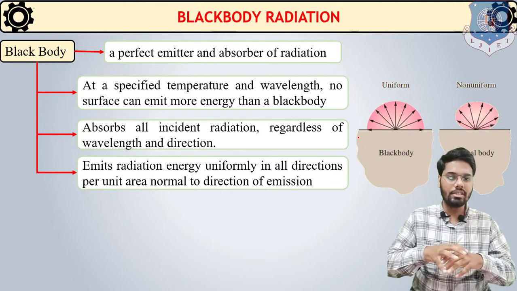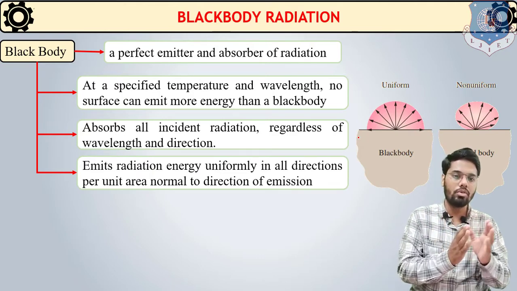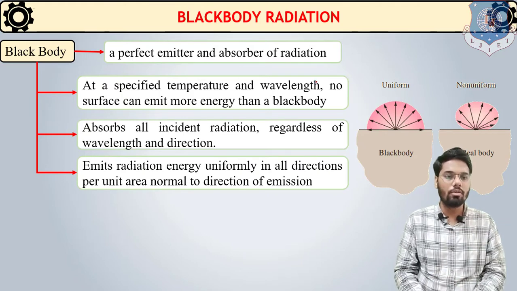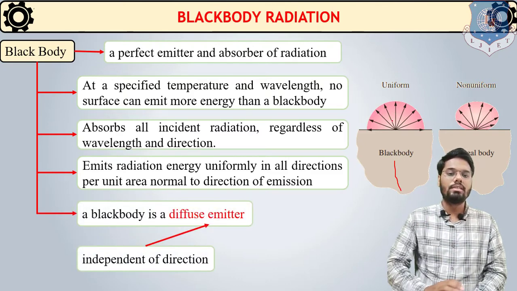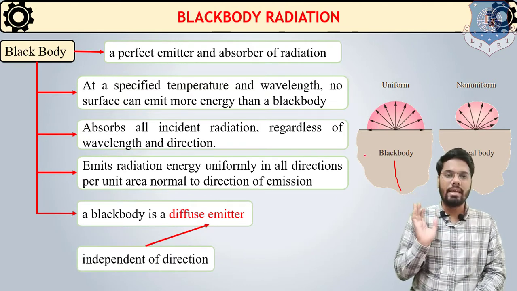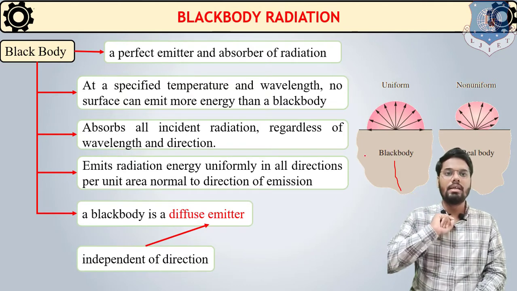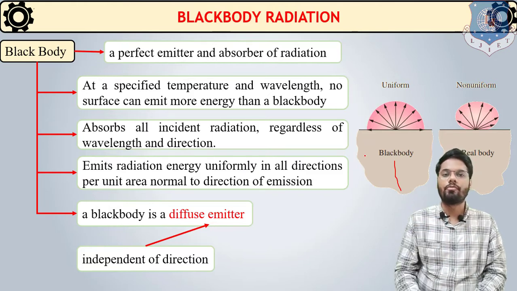It emits radiation energy uniformly in all directions per unit area normal to the direction of emission. As we can see from this figure, a black body is going to emit electromagnetic waves in all directions in a uniform way. So a black body is a diffuse emitter. Diffuse emitter means it is independent of direction. It emits the same intensity of electromagnetic wave in all directions.